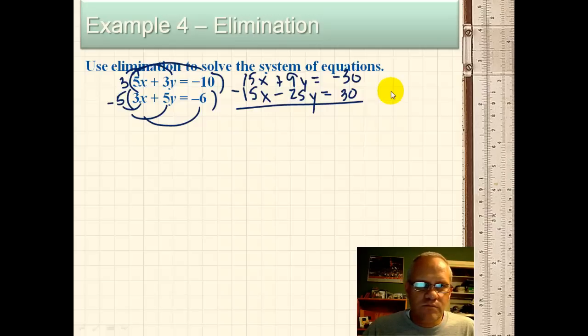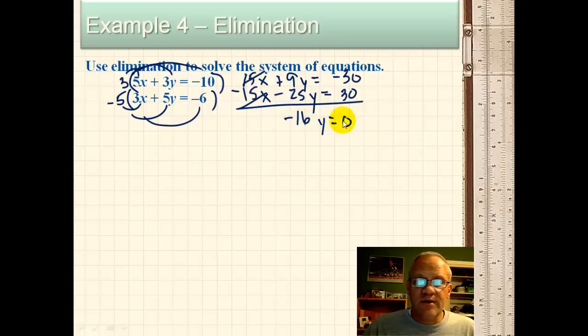So, now what's going to happen? We add these together. 15 and negative 15, they cancel. Then 9 and a negative 25, that's going to give me negative 16y equals 0. All right. Then we just continue on.